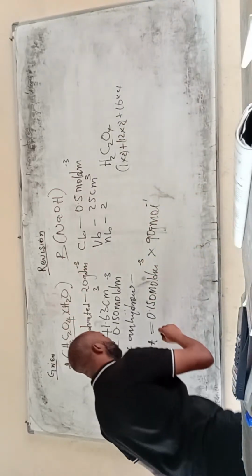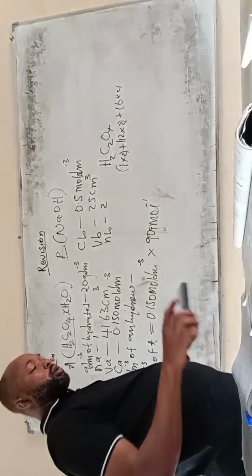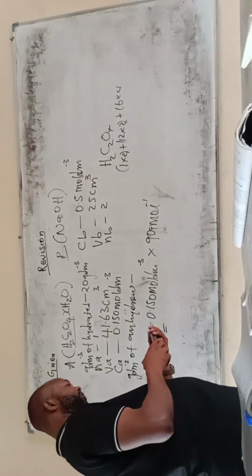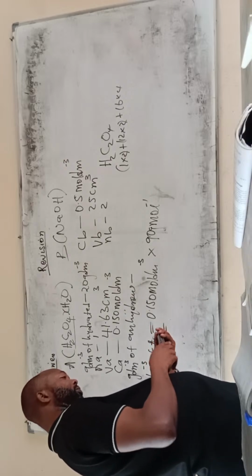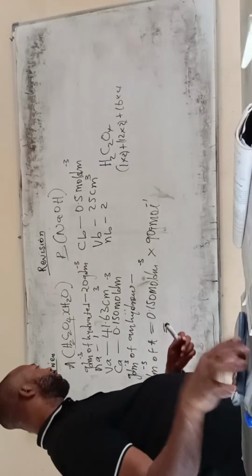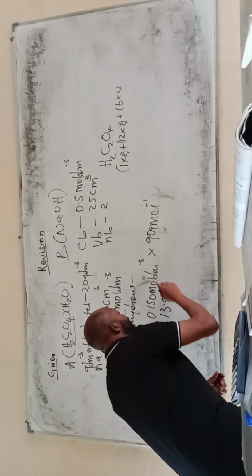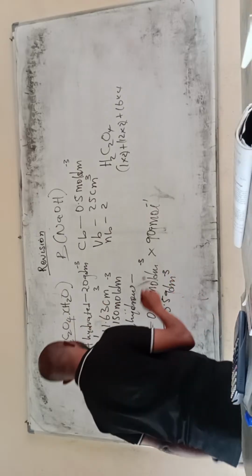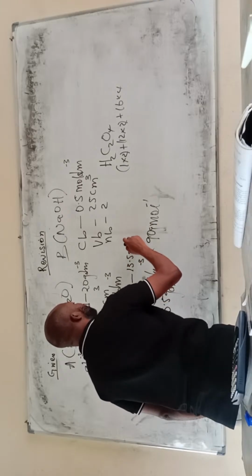So this is equal to, I multiply 0.150 times 90, it's 13.5. So it's 13.5 g/dm³. So here is 13.5 g/dm³.